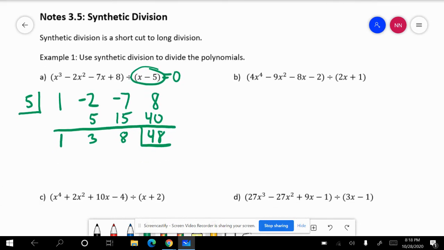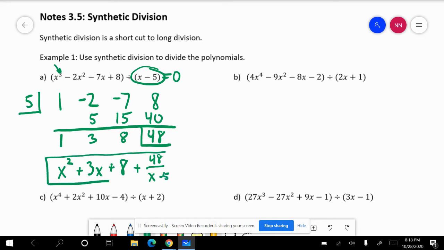So that means for our answer, we just subtract the degree, and we have x squared for the 1. We have 3x for the 3. The 8 is 8. And then we have plus 48 over x minus 5. And that right there is our answer.